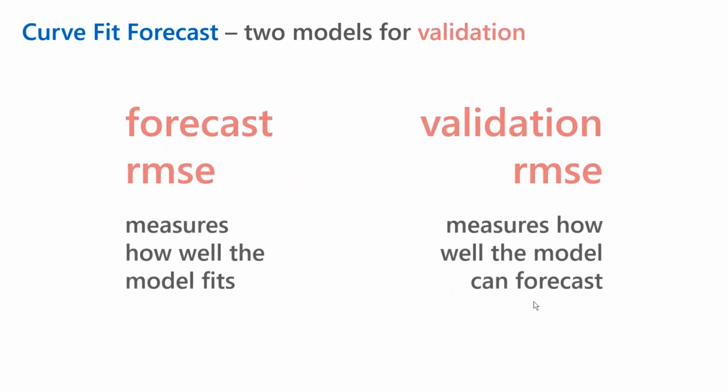So you choose which option you want in the tool dialog, depending on the purpose of your analysis. The forecast RMSE measures how well the model fits the data. I use this type of RMSE when I'm using the tools in an exploratory sense, when I'm really just trying to describe the structure of the time series. The validation RMSE measures how well the model can forecast. Use this if your goal is to forecast as accurately as possible.